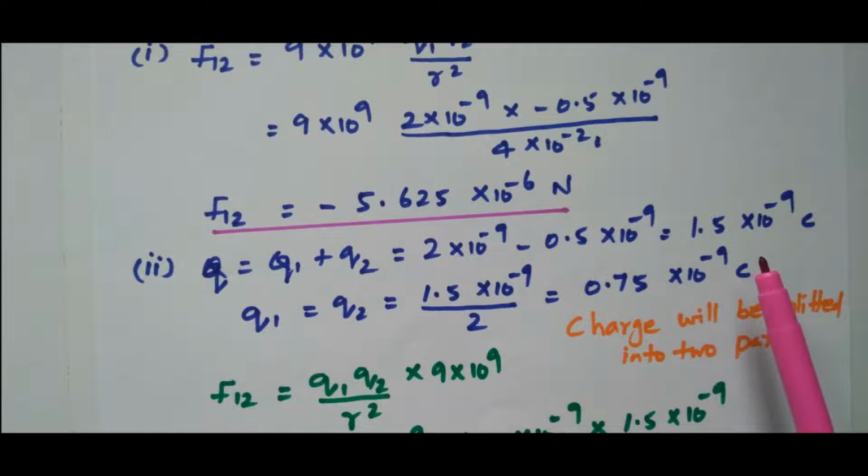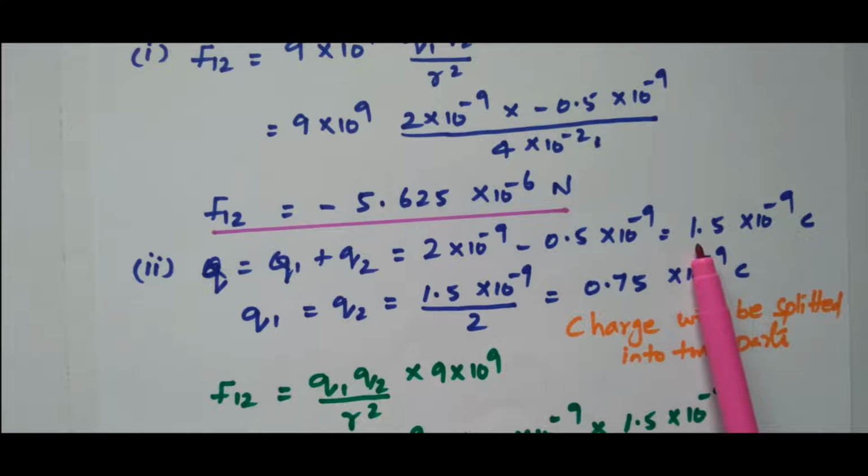What will happen if it is separated? The charges will be splitted into two equal parts. That is the important thing. This is the one value 2. Another charge is minus 0.5. Both are added together. What we got? 1.5. But while splitting, the nature of the charge is it will split into two equal parts. Right? That is the one property of the charge.